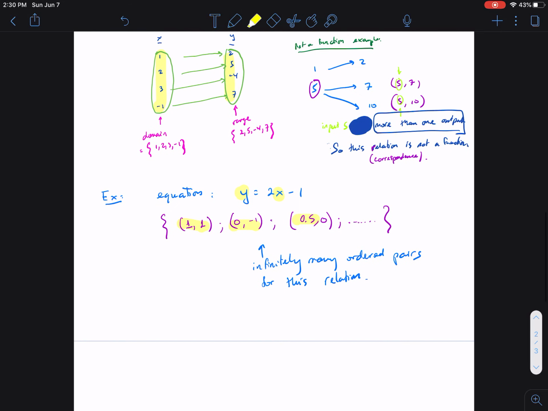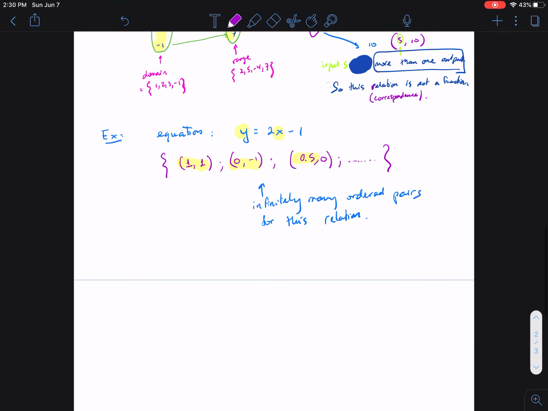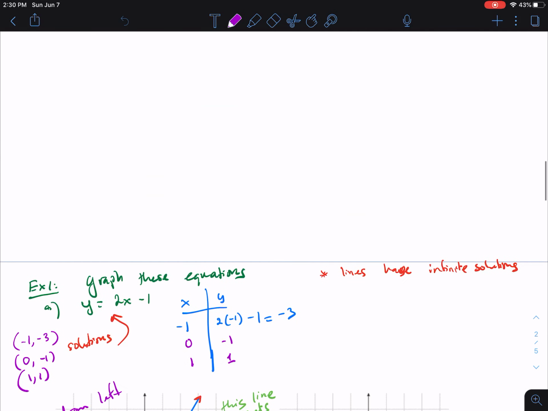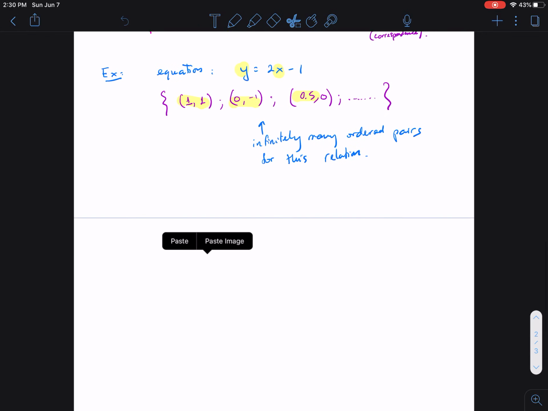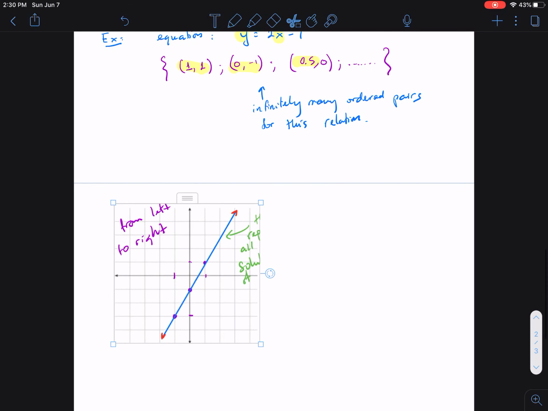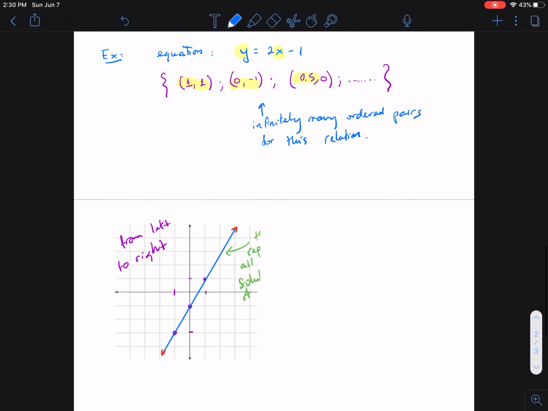Well, one way to figure out the domain and range for this is to graph it. From the previous lesson, I'm going to copy and paste the graph of 2x minus 1 here. If this is the graph, it describes all the possible ordered pairs.